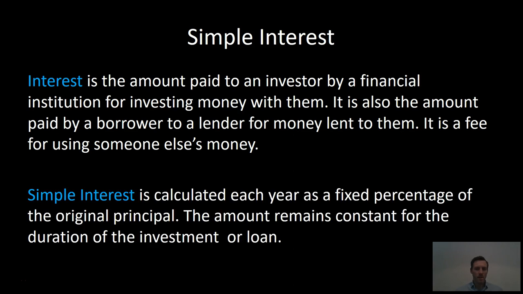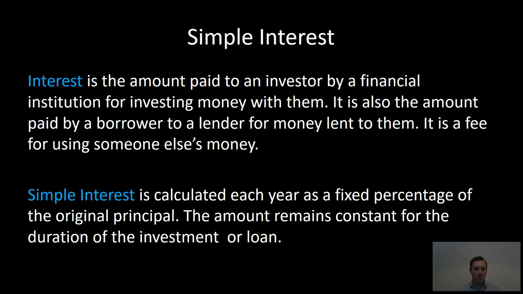Simple interest is calculated each year as a fixed percentage of the original principal. The amount remains constant for the duration of the investment or loan. A real-world example of a financial instrument that earns simple interest is a term deposit. A term deposit is like putting your money into a savings account, but you cannot access it until the end of the term. Simple interest is paid on the principal only at the end of the term. If you withdraw the money, there's penalties.